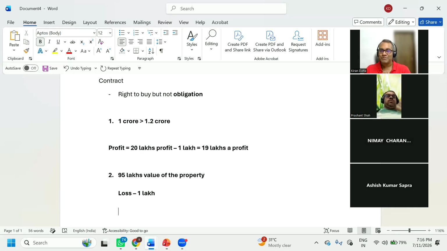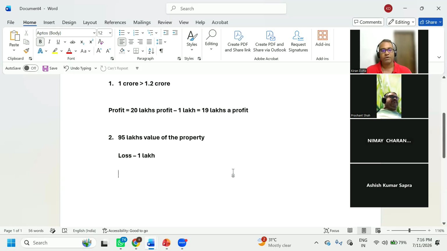The third question, which NISM always loves, is what is the loss potential for an option buyer? Limited to 1 lakh. The answer always will be that the loss for an option buyer will be limited, which is equal to the premium that he or she has paid. Clear, everyone? These are the concepts to start from the option buyer perspective. Now let's move on to the seller perspective.